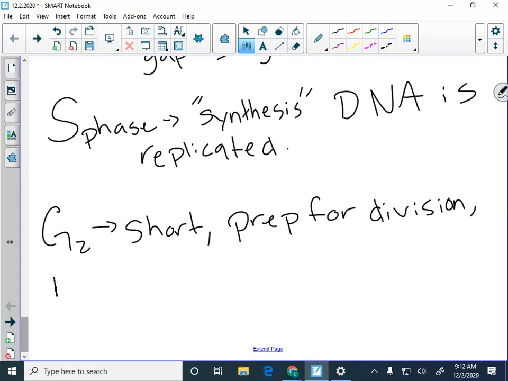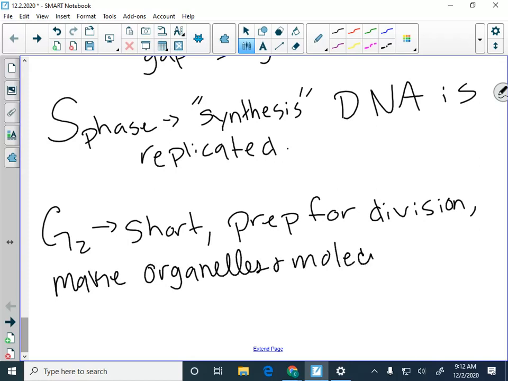We make the organelles and molecules we need. So both cells will need things like Golgi bodies. Both cells will need ribosomes. Both cells will need endoplasmic reticulum. So during G2, we get all of our organelles in order. We make sure that we have enough to go around.